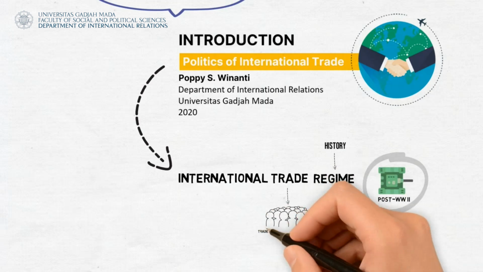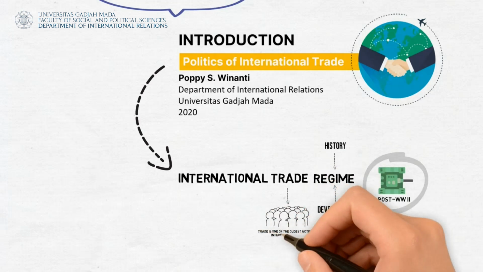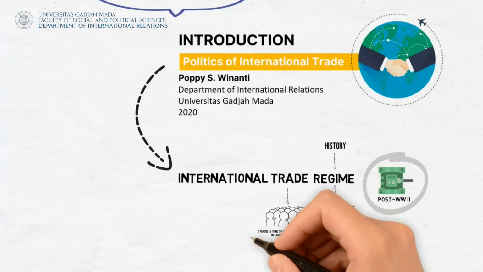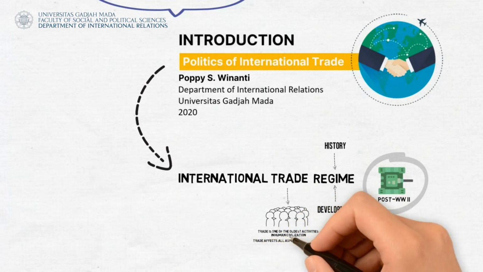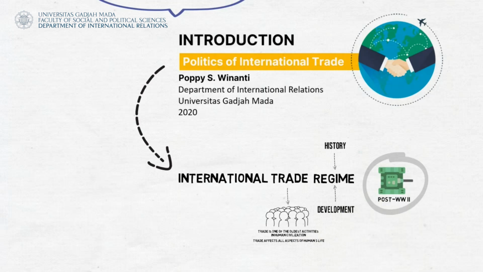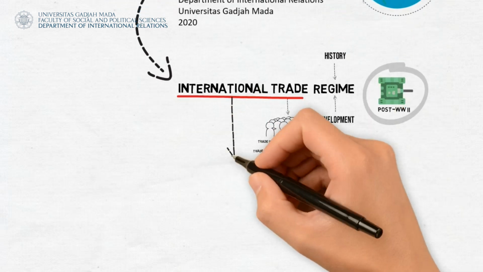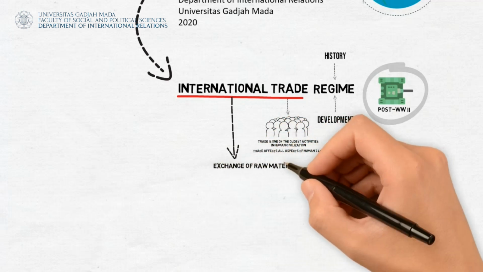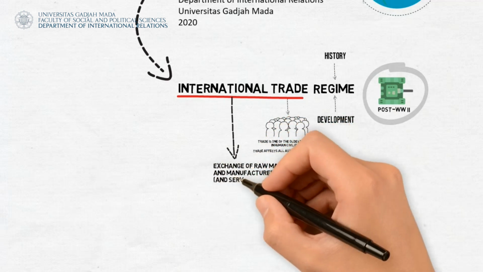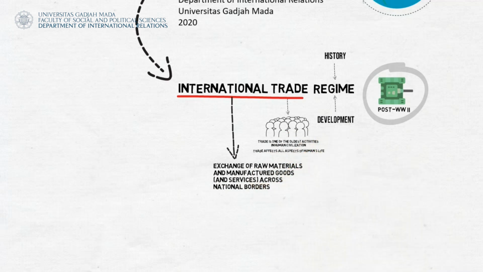First, trade is one of the oldest activities in human civilization. Secondly, trade obviously affects all aspects of human's life. International trade simply can be defined as the exchange of raw materials and manufactured goods and services across national borders.